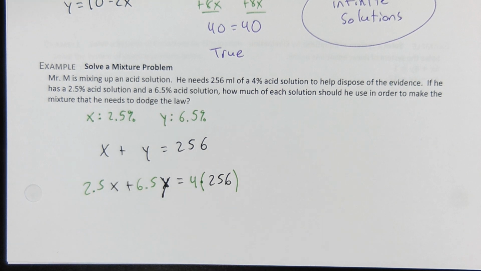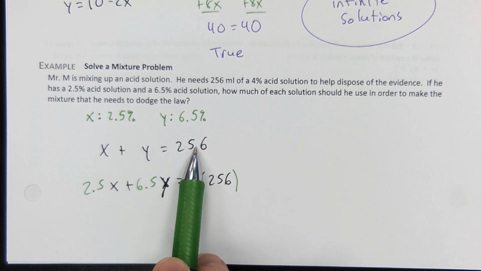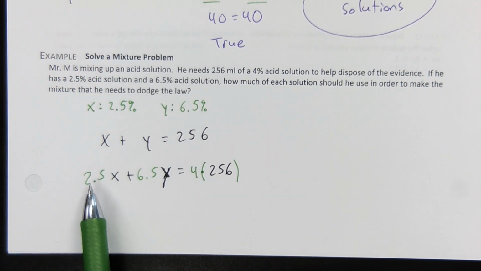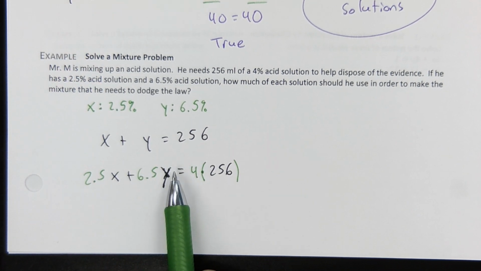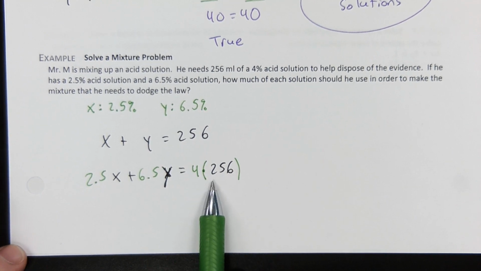But x is literally an amount. How much x do I need? I don't know how much x I need. I don't know how much y I need, but I know x and y together better give me 256. But I know the quote-unquote rate of x is 2.5 and the quote-unquote rate of y is 6.5, and the rate of the 256 will be 4. Okay?